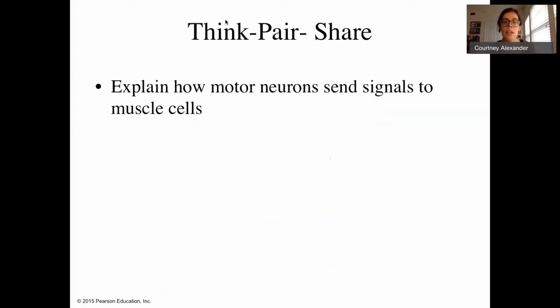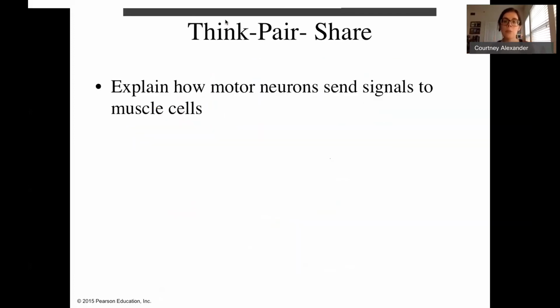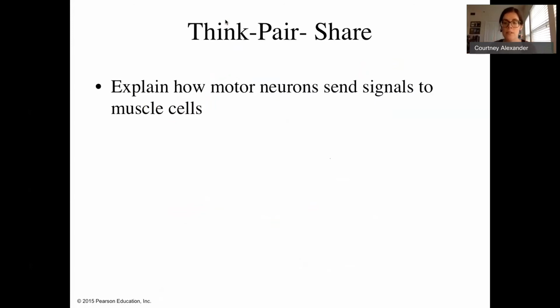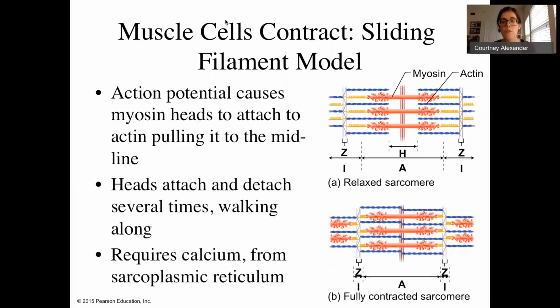So take a minute, see if you can verbalize this. How do motor neurons signal to muscle cells? Hopefully you've paused the video and come back. Now let's talk about what that depolarization does. So we know at the end, we're going to get this contraction, right?